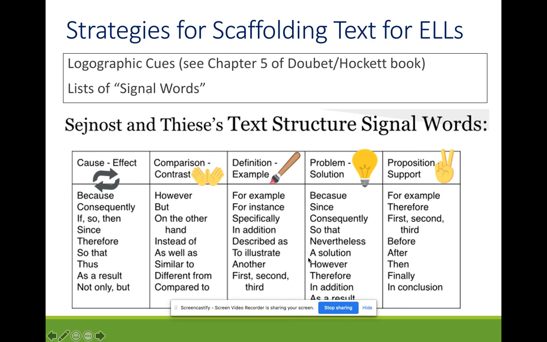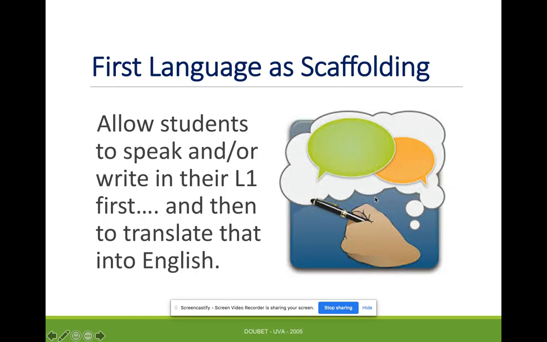This is something that's really important when writing. Probably when doing a lab report, you would need things like this, definitely in an English classroom. And so these are structure words. I did not come up with them, but these are some logographic cues. If you look in chapter 5 of the Dubé-Hackett book, you'll see some examples of those. So here's some to help them remember what these mean. And then first language as scaffolding.